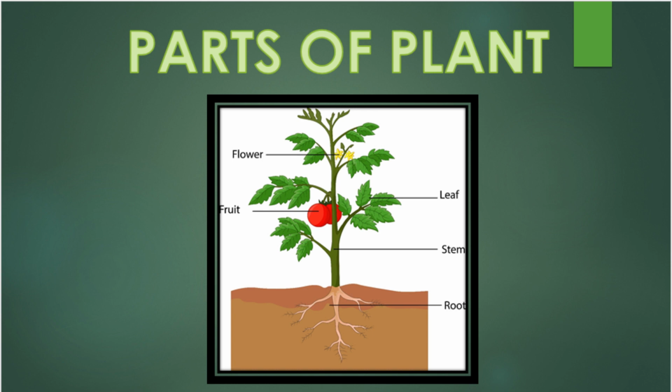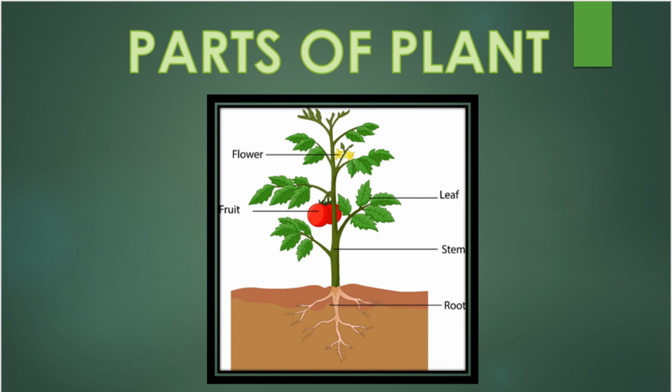Just like the human body has different parts like heart, lungs, kidneys, eyes, ears, nose, in the same way, plants also have their own parts. For example, flower, fruits, leaves, stem, roots, these are all different parts of the plant. Plants have many shapes and sizes.